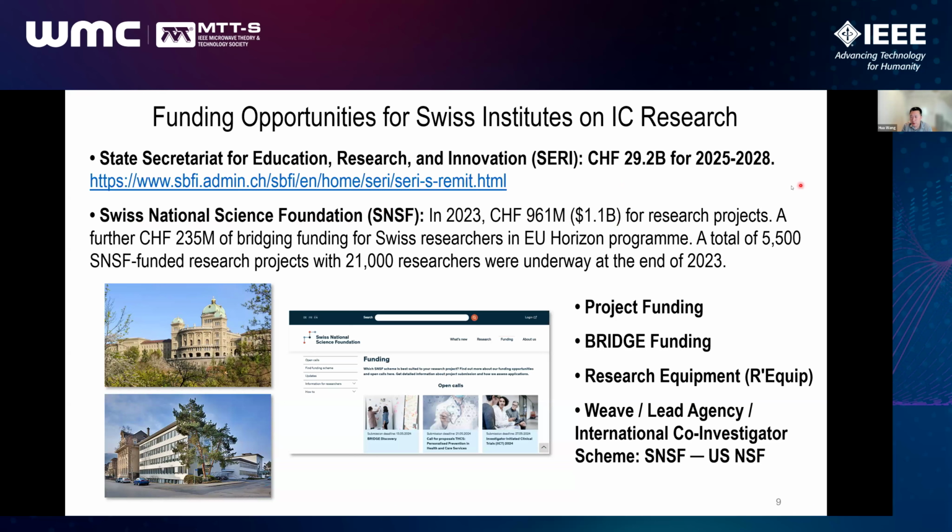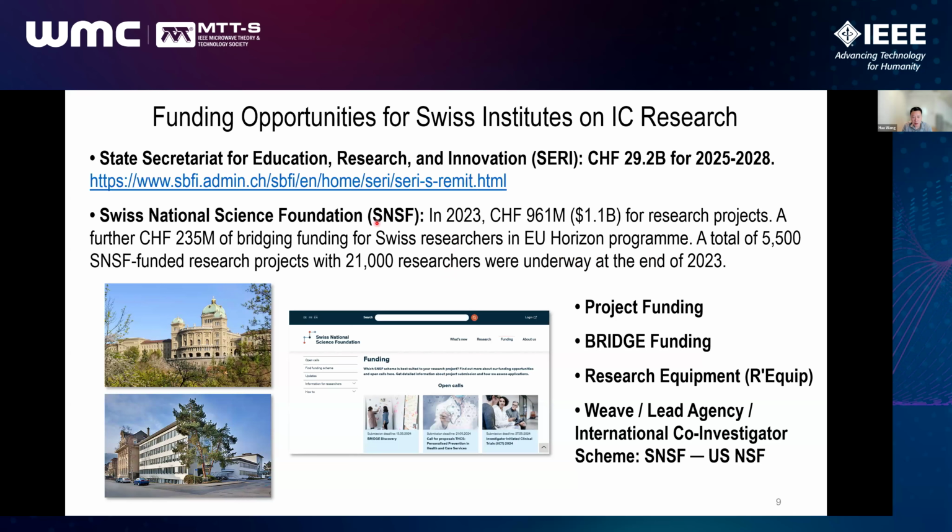In 2023, there were 961 million Swiss francs for research projects by the Swiss National Science Foundation, and an additional 235 million that year as bridging funding to support Swiss researchers participating in the variety of EU Horizon programs, which I'll talk about later. At the end of 2023, there were 5,500 SNSF-funded research projects involving 21,000 researchers combined, currently ongoing.